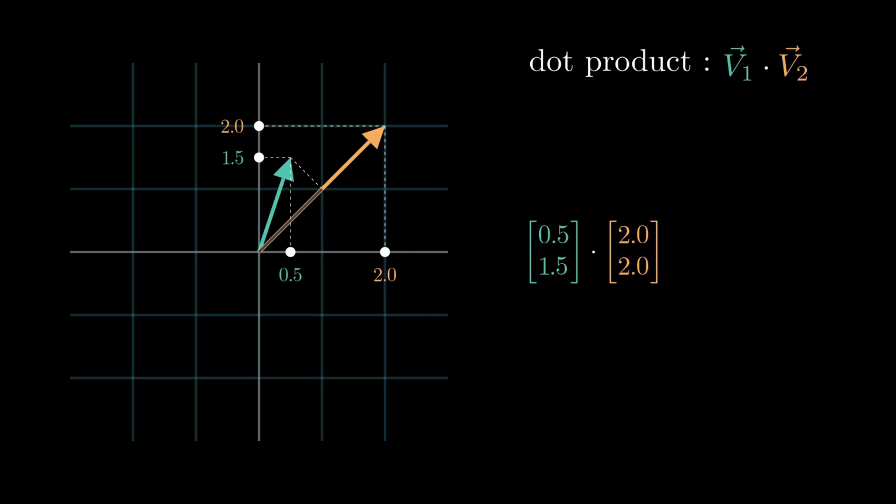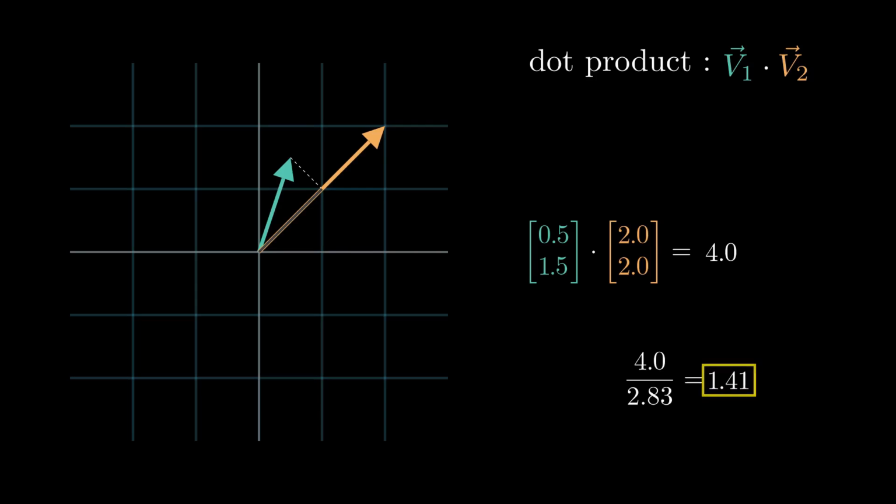The first time you learn about it, you learn it is a basic operation. Take the first component of each vector, multiply them together, do the same with the second components, and add them up. Now take this quantity, divide it by the length of the vector we are projecting onto, and the result is exactly the length of the projection we are interested in.